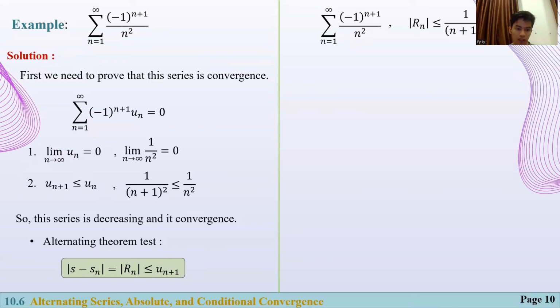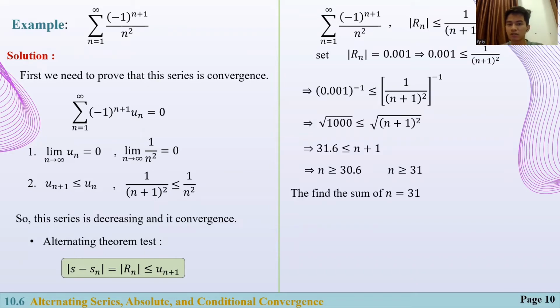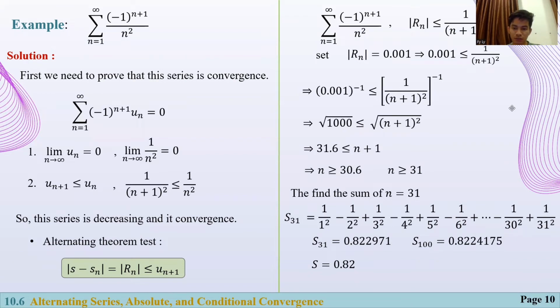The absolute value of s minus s sub n, the remainder, is less than or equal to u sub n plus 1. So let's set the remainder to be less than 0.01. In this case, we need to find n. So now n is equal to 31. The sum s sub 31 is equal to 0.82971.